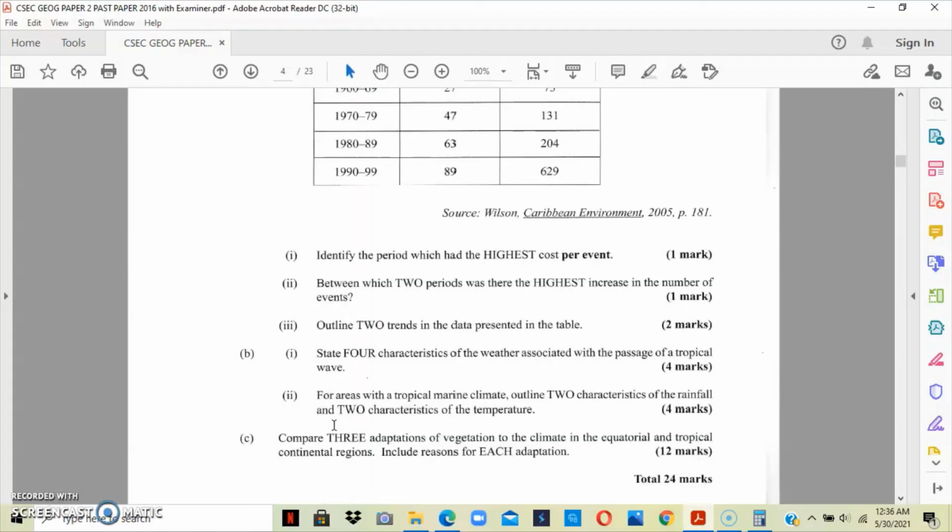Now in the tropical continental region, the plants here have deep roots that tap into the underground water supply, right? So when it's a dry season, the deep roots tap into the underground water supply to sustain themselves. Some of these plants are deciduous in nature, meaning that they shed their leaves during the dry season. Some of these trees grow to a height of about 3 to 5 meters because of the temperature in the region, because of both the wet and the dry season.